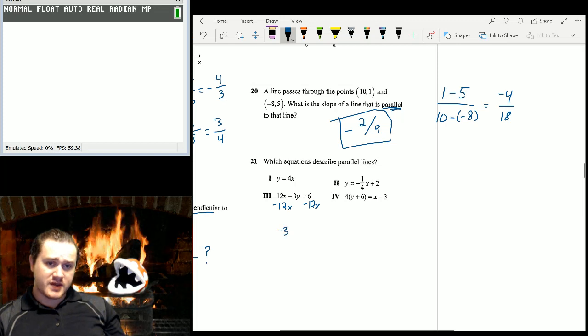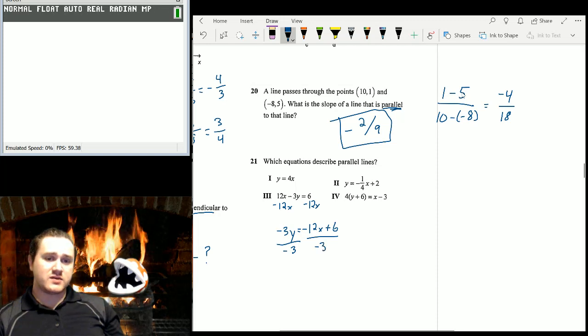It gives me negative 3y equals negative 12x plus 6. Divide by negative 3. Now, since there's addition on the top here, we actually have to kind of distribute this negative 3 to both of them. So we're actually going to divide negative 12 by negative 3, and we're also going to divide 6 by negative 3. Okay. Left side's y. Then we get equals 4x minus 2. Alright, we're going to move on to the next one, and then we'll look at all of them and see which ones end up being parallel.